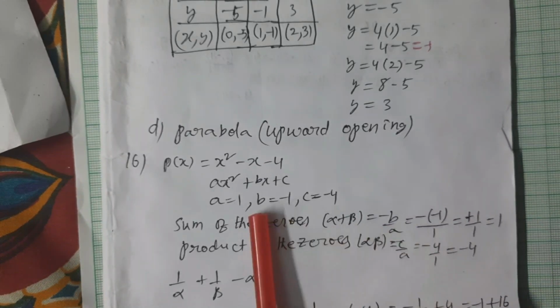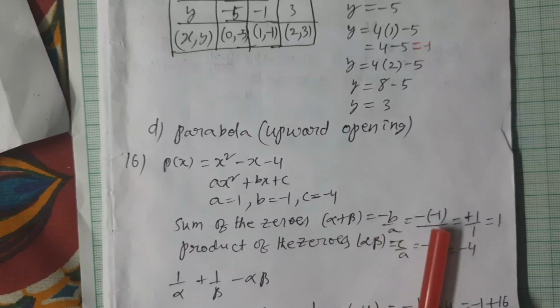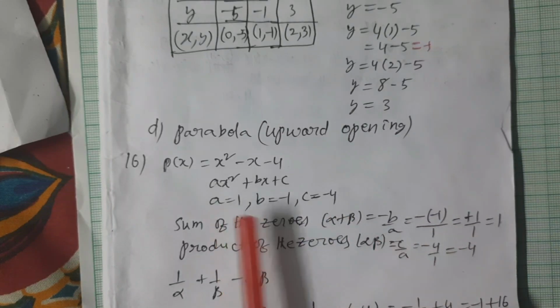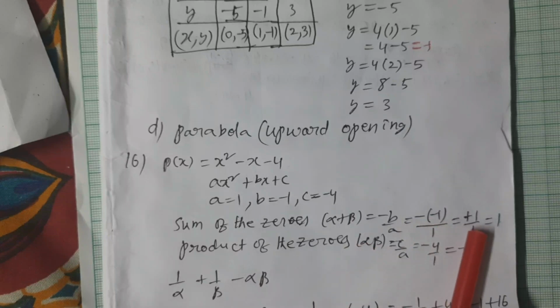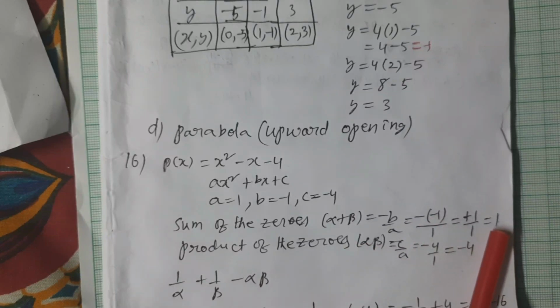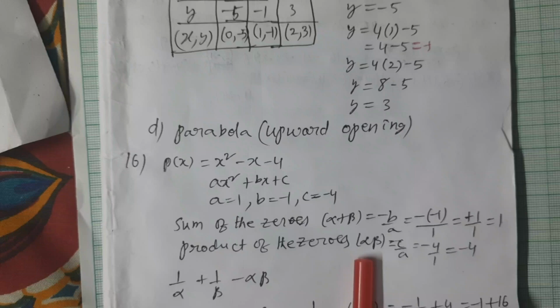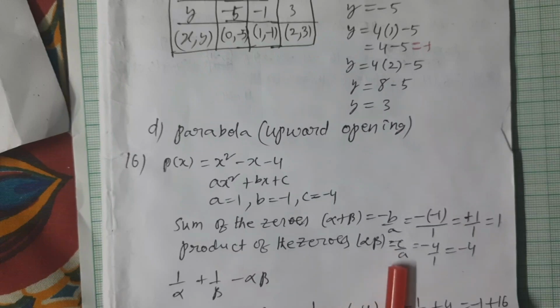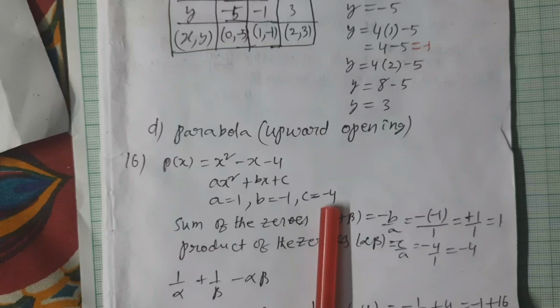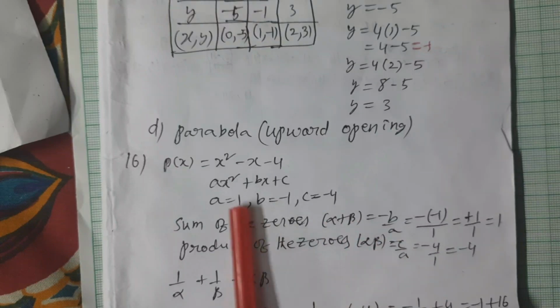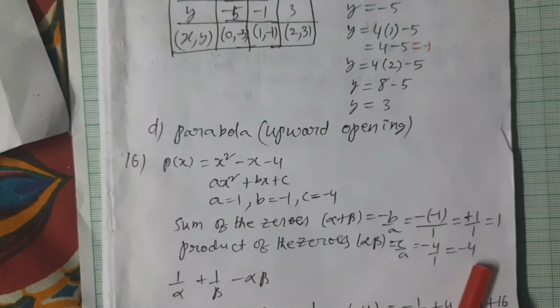That means, here, minus b value minus 1 by a value 1, you know. So minus of minus plus 1, 1 by 1 means 1 only. So the product of the zeros, alpha beta, as per formula is c by a. This is c value minus 4, substitute minus 4, a value 1, minus 4 by 1 means minus 4.